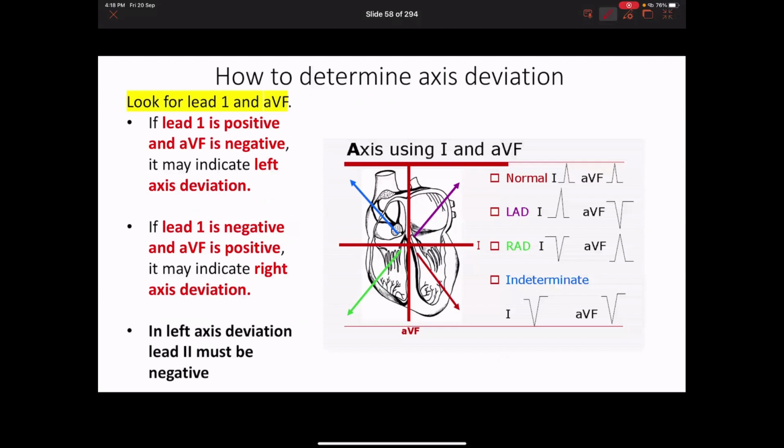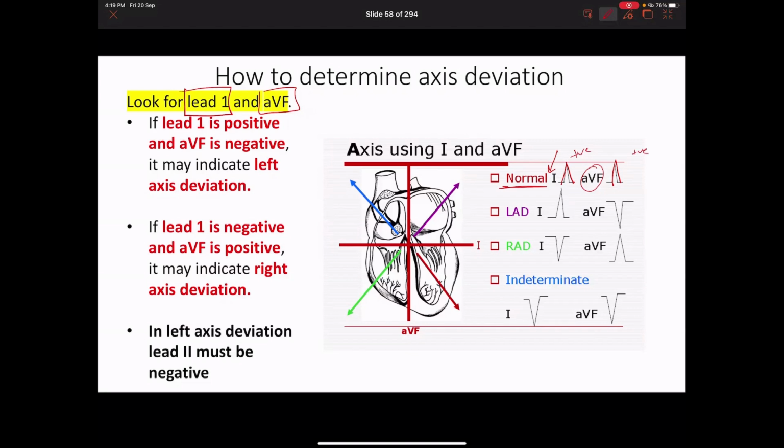There are rules. You have to remember this. This can come in MCQs or even OSPE. They'll ask you if there is deviation or not, and they'll give you an ECG. So for this, you have to look at two leads, lead 1 and AVF, okay? If lead 1 is positive, and AVF is positive, it means it's normal. There's no deviation, okay? If in lead 1 the deflection is upward, and in AVF the deflection is upward, which means positive deflection, this is normal.